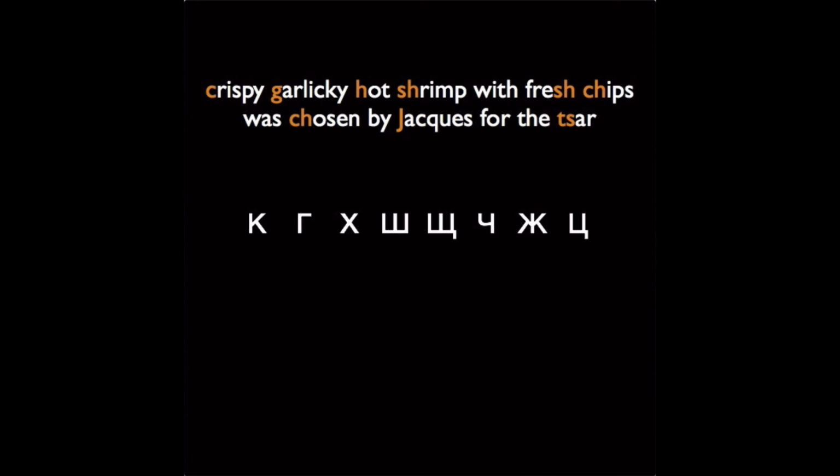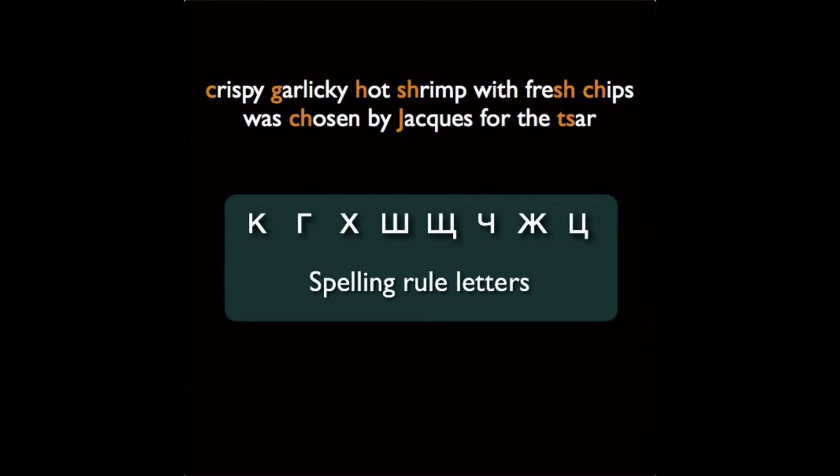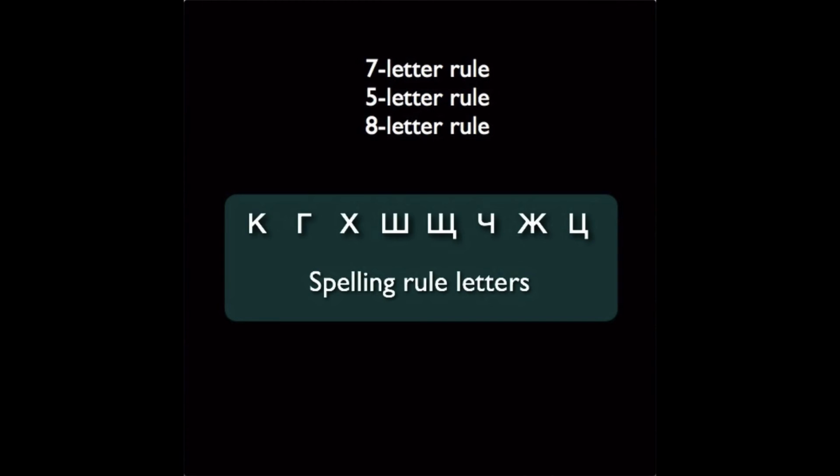If you've humored me this far, you may have already figured out why we're doing this. We've just listed the 8 letters involved in the 3 Russian spelling rules, and this silly story about Jacques is just a way to remember what might otherwise seem like a random group of letters. There are 3 spelling rules you need to know. In American textbooks, they're often called the 7-letter rule, the 5-letter rule, and the 8-letter rule.